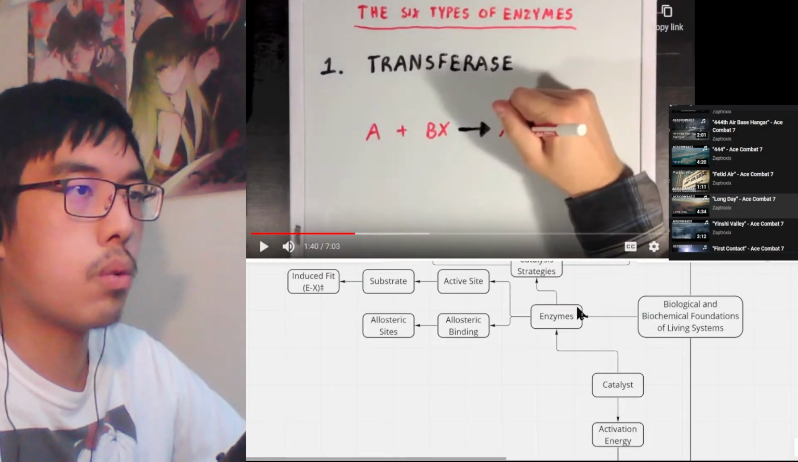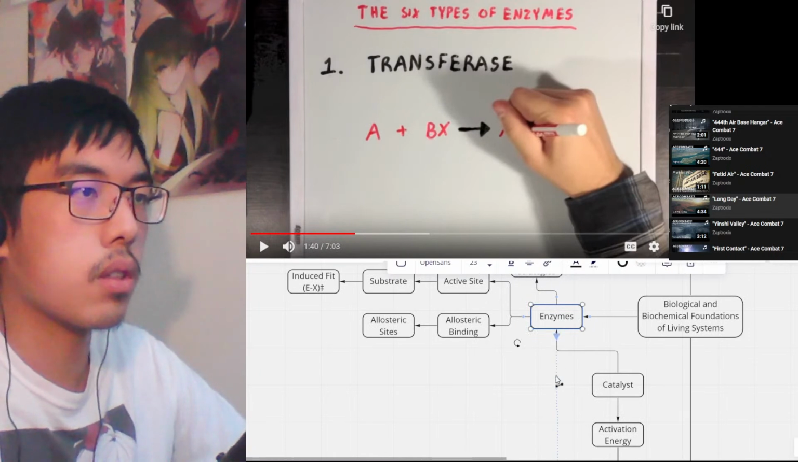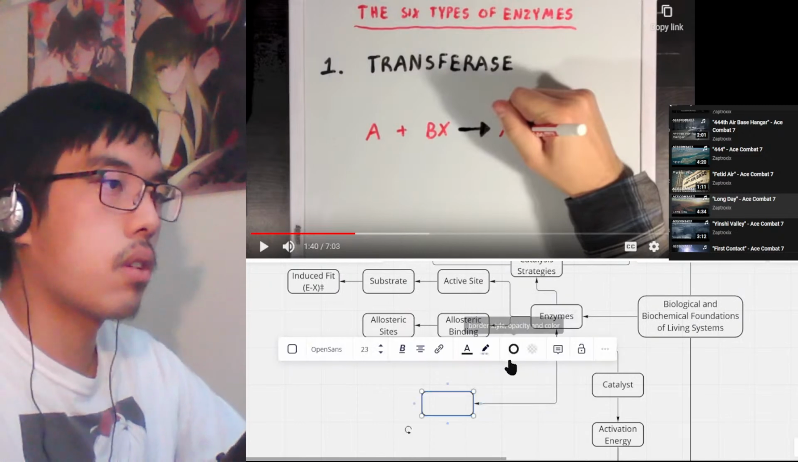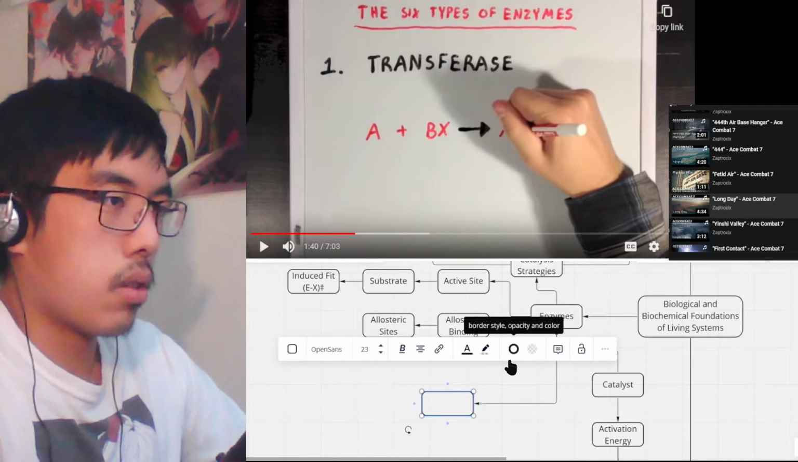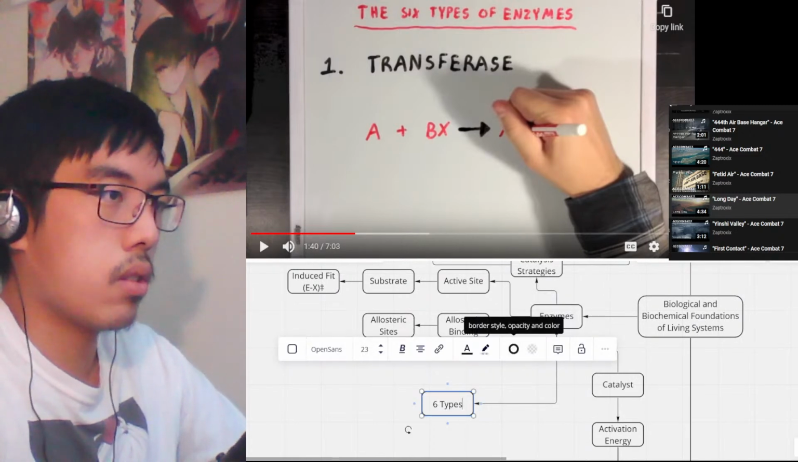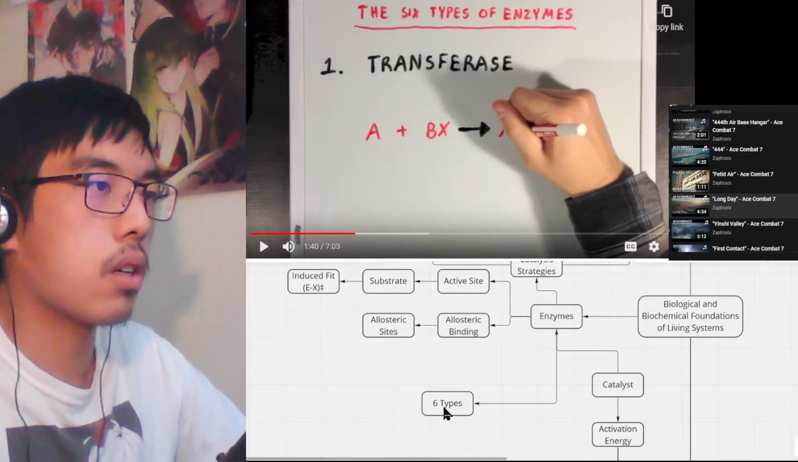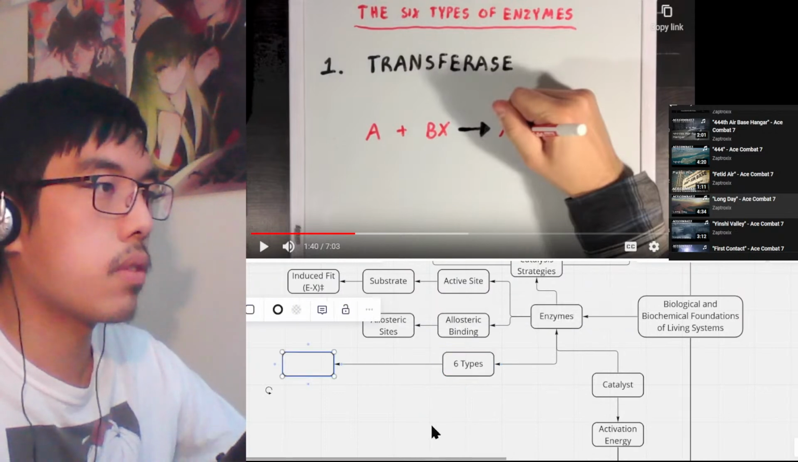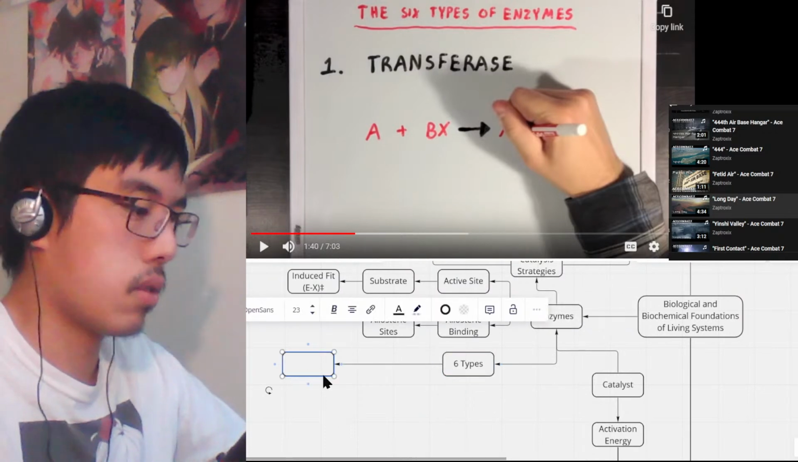Okay, whoa. Alright, 6 types. Let me create a new thing. Okay. Just to make this a little bit more organized. 6 types here. Transferase, alright.